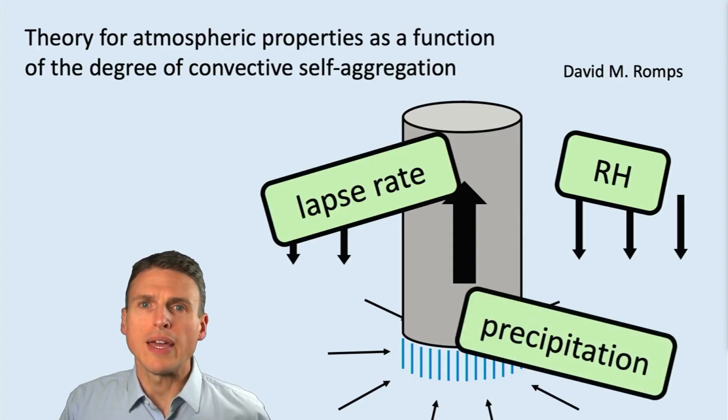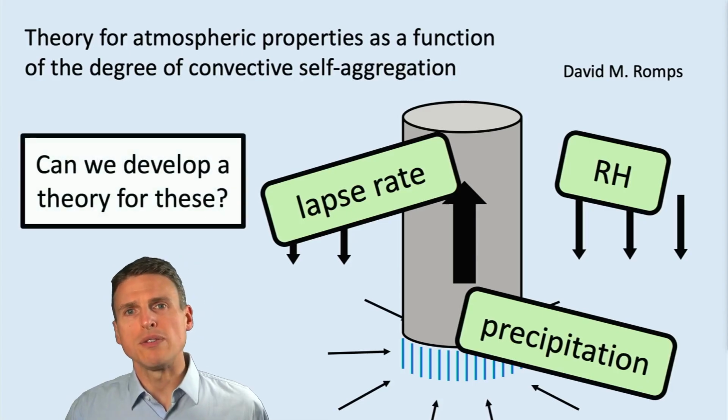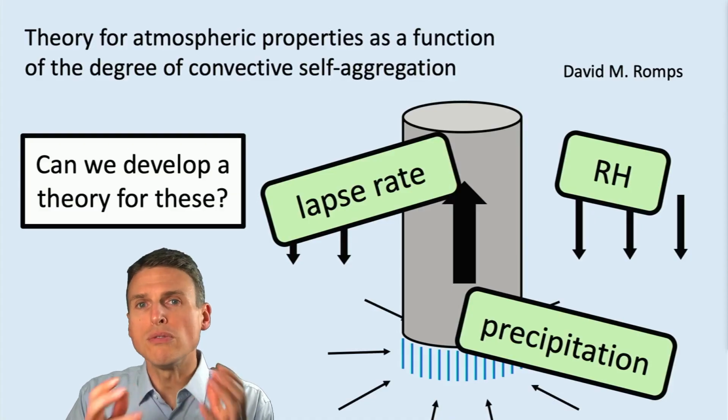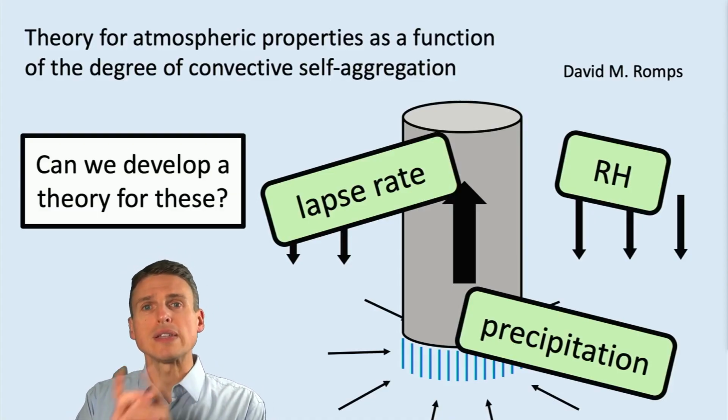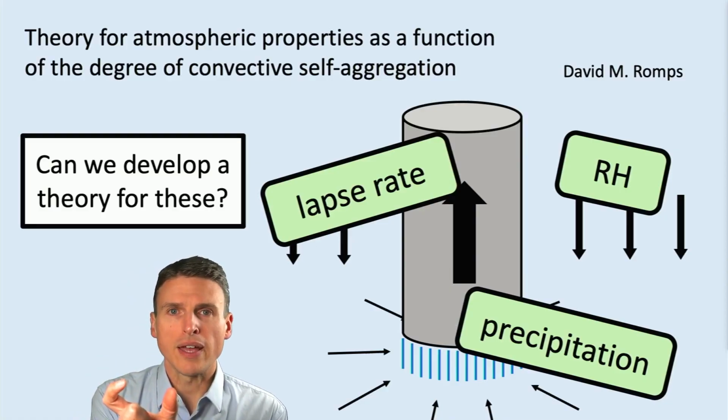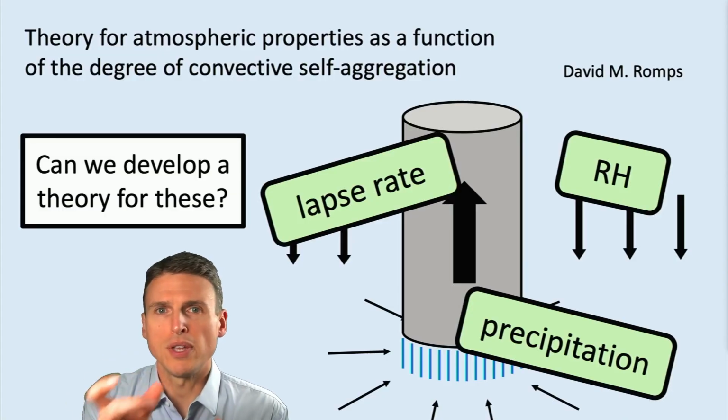So what we would like to answer here is whether we can develop a theory that connects these three things to the degree of convective aggregation, which I will define later as the fraction of the domain that has the convecting, precipitating moist patch.